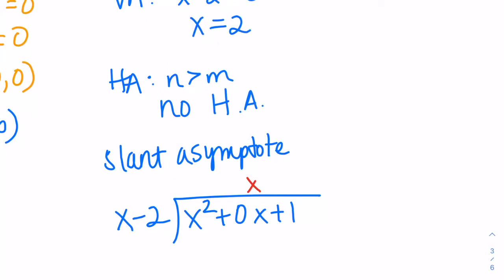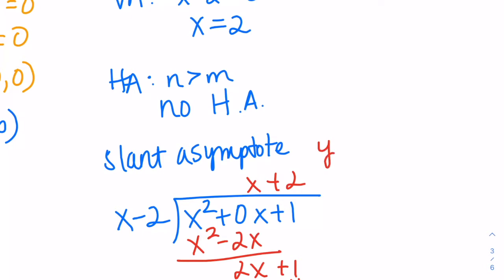And we'll have x squared minus 2x. And when we subtract, this will be 2x. I'm going to bring down the 1. And we need to multiply this by positive 2 to get 2x again, right? So this is 2x minus 4. And the remainder is irrelevant. The equation for the slant asymptote is y equals x plus 2.